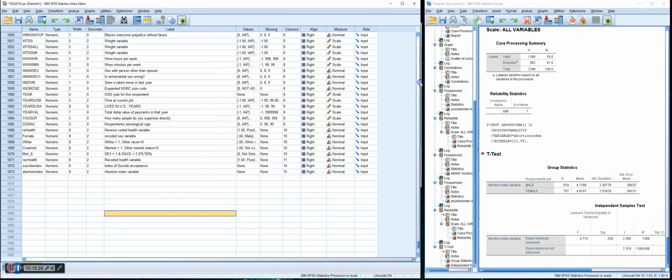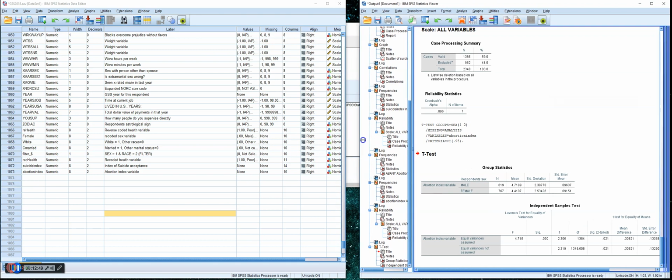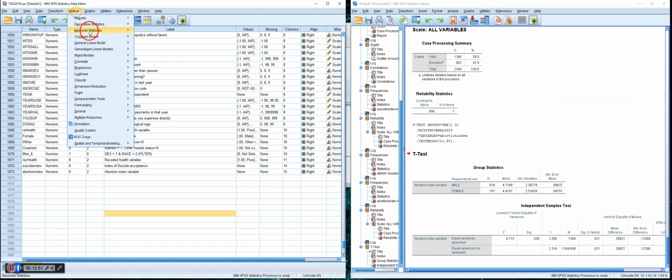Let me enlarge a little bit. All right, so yes, there is a statistically significant difference. Interestingly, maybe males are more likely to agree about abortion compared with females. Maybe that's possible. So that's the example. And we can use ANOVA if we have more than 3 categories. So where is ANOVA?